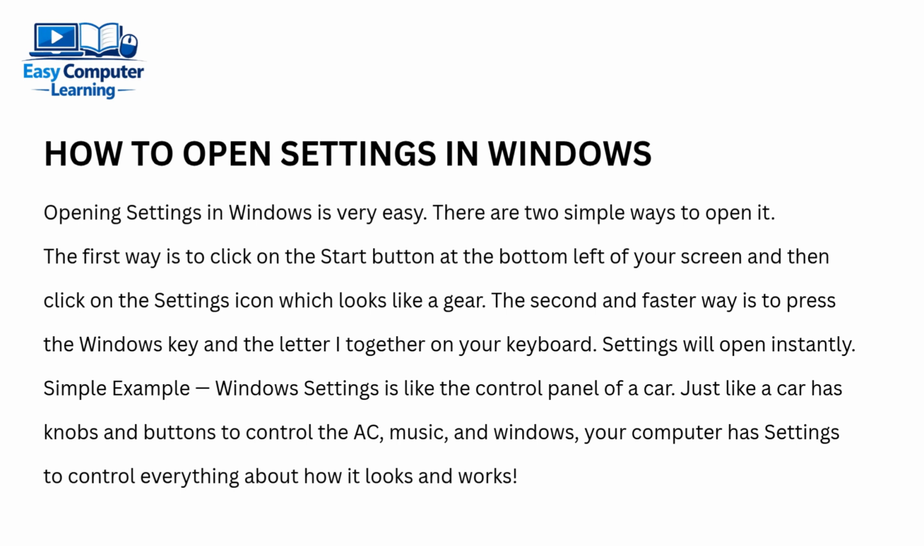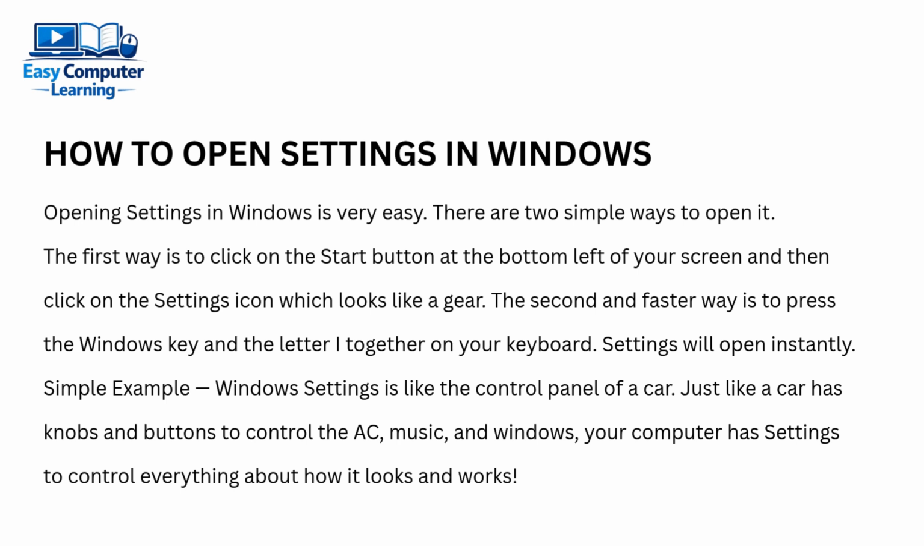Opening settings in Windows is very easy. There are two simple ways to open it. The first way is to click on the Start button at the bottom left of your screen, and then click on the settings icon, which looks like a gear. The second and faster way is to press the Windows key and the letter I together on your keyboard. Settings will open instantly.